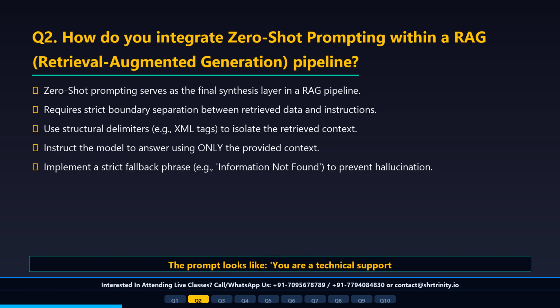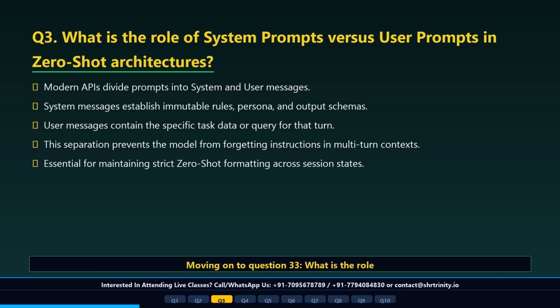The prompt looks like, "You are a technical support agent. Use only the information inside the context tags to answer the user's question. If the answer is not in the context, output, information not found." This zero-shot constraint prevents the model from hallucinating outside the retrieved RAG data. Moving on to question 33, what is the role of system prompts versus user prompts in zero-shot architectures?